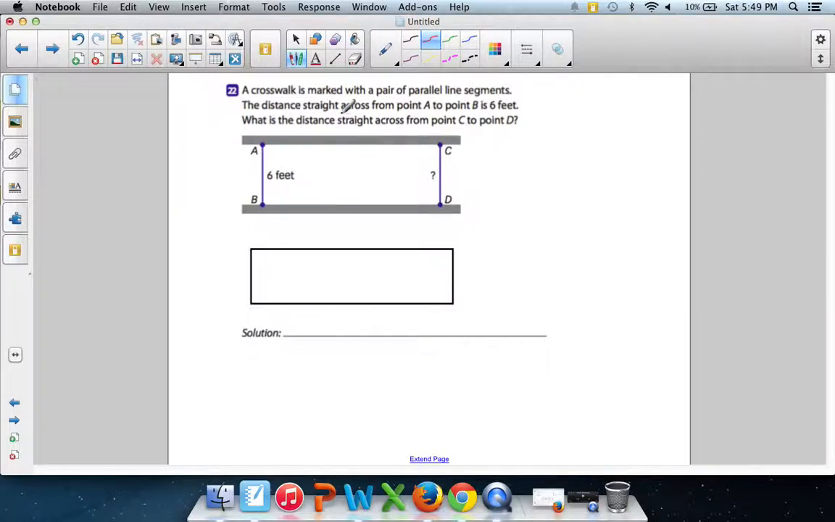A crosswalk is marked with a pair of parallel lines. The distance straight across from point A to point B is 6 feet. What is the distance straight across from point C to point D? Well, doesn't this shape look familiar to you? It should. It's a lot like a normal old rectangle.